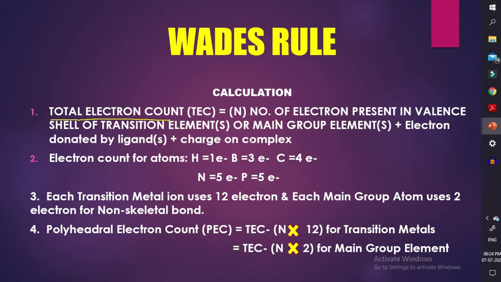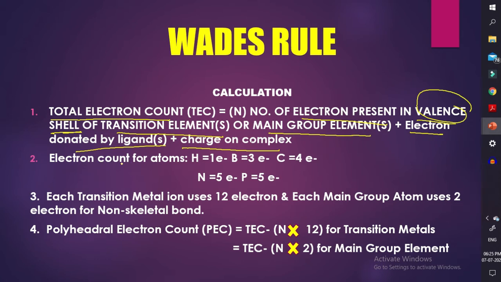You have to first calculate the number of electrons present in the valence shell. You have to concentrate on this term, valence shell, of the transition metal concerned in the complex or the main group element concerned in the cluster. Plus we have to take the electrons donated by the ligands associated with that complex, and plus you have to add the charge. If there is a positive charge, you have to subtract, or if there is a negative charge, you have to add this charge to the total electron count. Thus you can get the total electron count.